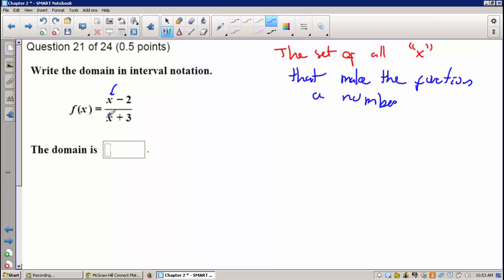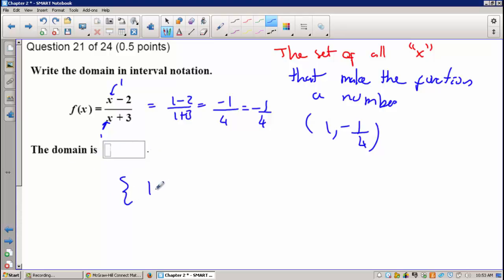Such as, for example, is 1 in the domain? Can I enter 1 into this function and does it bring us a new number? Let's test. Plug in 1 here: 1 minus 2 is minus 1, 1 plus 3 is 4, negative 1 over 4. Is that a number? Does it make sense? Can you plot it on the graph paper? So this is the pair relation you make. You took 1 and it went to negative 1 over 4. Does it make sense? Yeah. So yes, 1 is in the set.